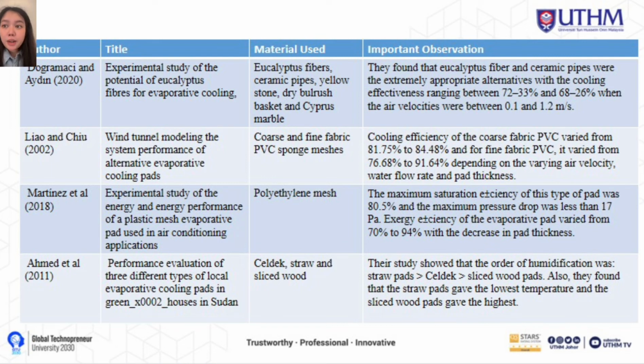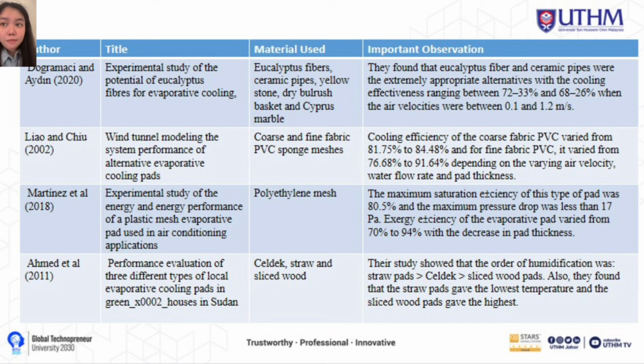The next is Martinez from 2018. The title is Experimental Study of the Energy and Exergy Performance of a Plastic Mesh Evaporative Pad Used in Air Conditioning Application. The material used is polyethylene mesh. The important observation found is the maximum saturation efficiency of this type of pad was 80.5%, and the maximum pressure drop was less than 70 pascal. The energy efficiency of the evaporative pad varied from 70% to 90% with the decrease in pad thickness.